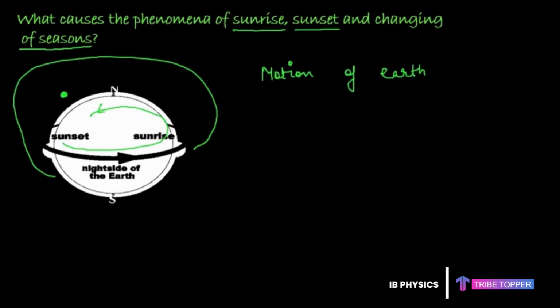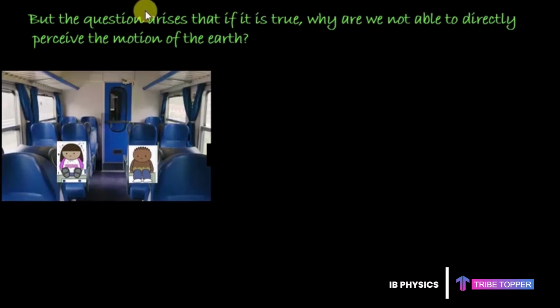But now the question arises that if it is true that earth is moving all the time, why are we not able to directly perceive this motion of the earth? Why can't we see that earth is moving, or some objects which appear to be stationary to us? How do we say they are in motion? So let's look at this example.